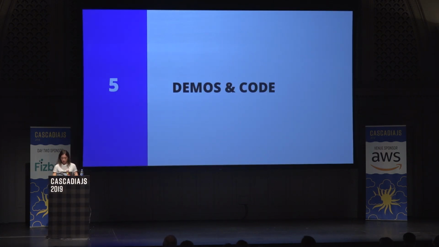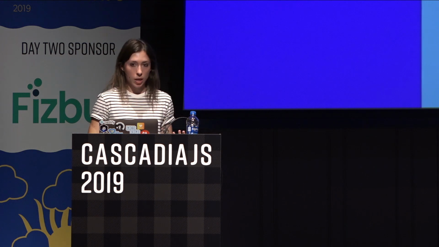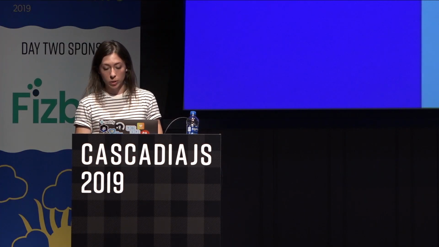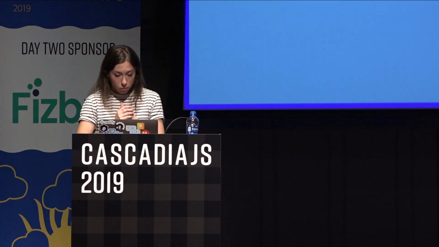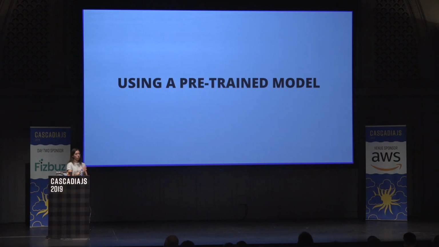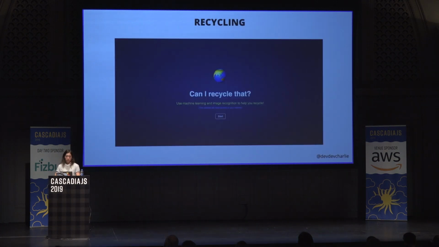OK. This is the part where it's going to be fun. Demos and code. So I talked about what you can do, and now I'm going to try to show you some demos of stuff that I built, and also some code samples, so hopefully it makes a bit more sense. First of all, I talked about using a pre-trained model. For this particular project, I built something that I called Can I Recycle That? Because I didn't know what else to call it, but it's about recycling, so it's a very creative title.